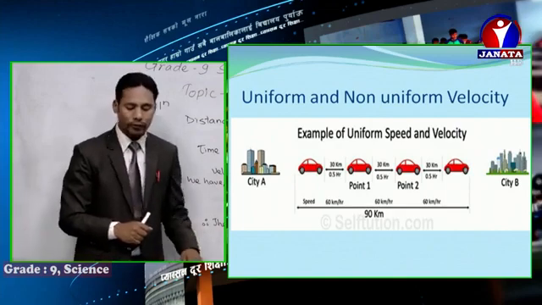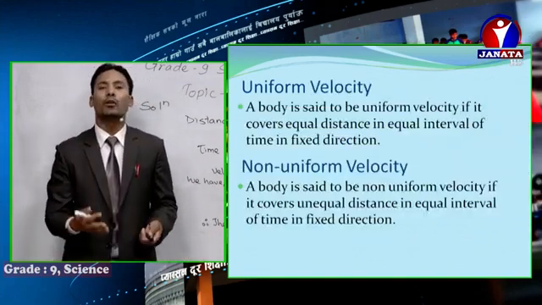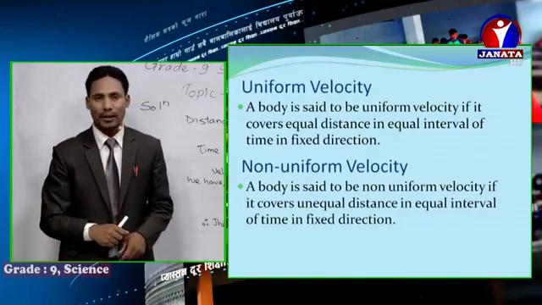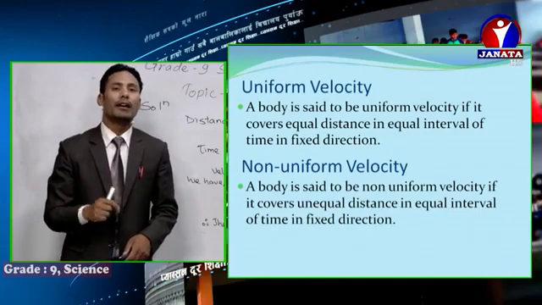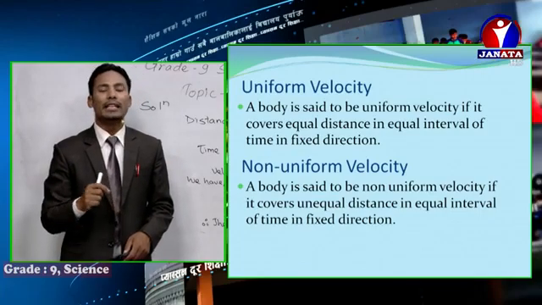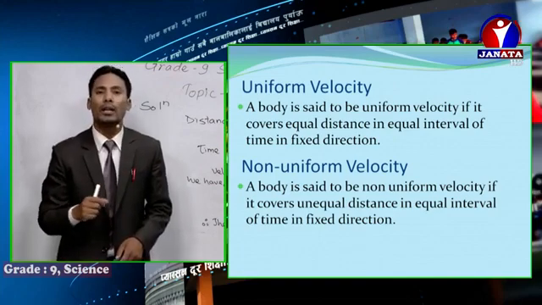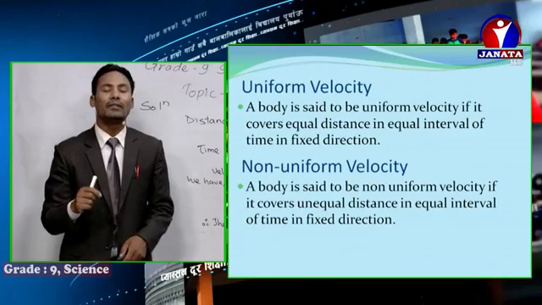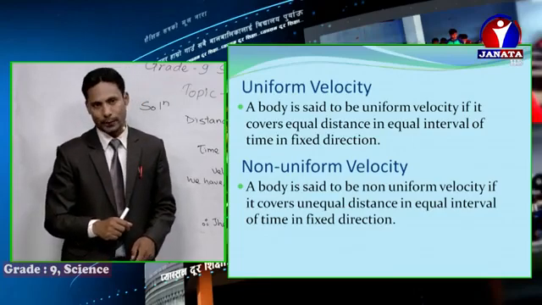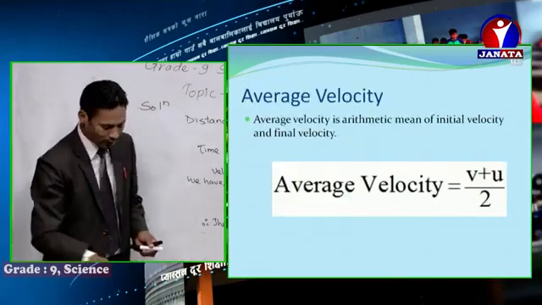And next, the non-uniform velocity. Non-uniform velocity means if unequal displacement is covered in equal intervals of time, then that is known as the non-uniform velocity. Once again, if unequal displacement is covered in equal intervals of time, then that velocity is called the non-uniform velocity. So these are the definitions of uniform velocity and non-uniform velocity.